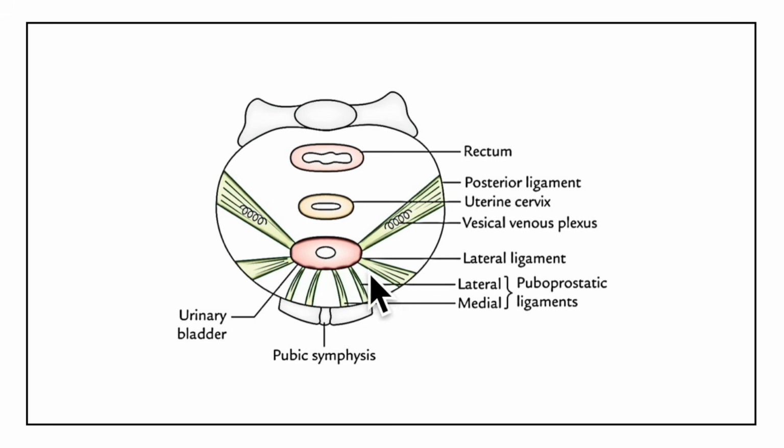Looking at the first ligament, we have the lateral true ligament. The lateral true ligament of the bladder that you see right here extends from the side of the bladder to the tendinous arch of the pelvic fascia right here. Second is the lateral puboprostatic ligament right here, which is directed medially and backwards. Then comes the medial puboprostatic ligament that you see right here. It is directed downwards and backwards.